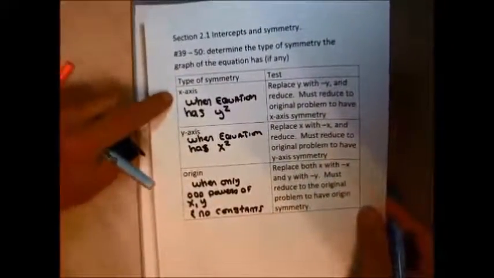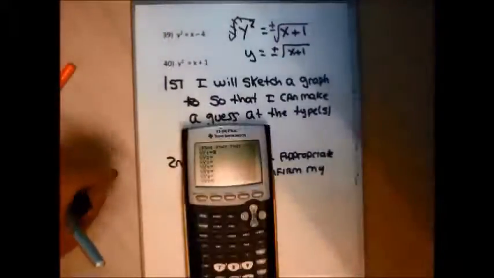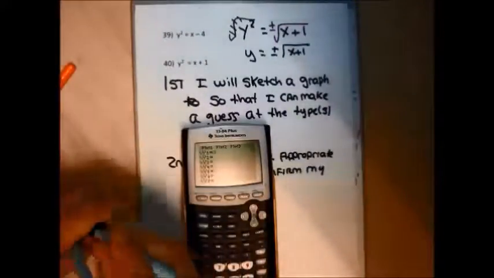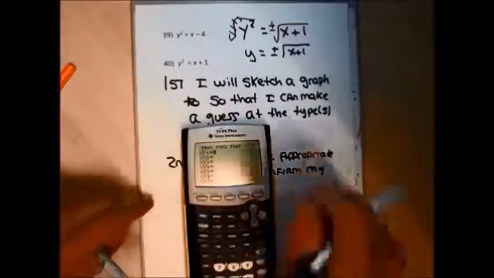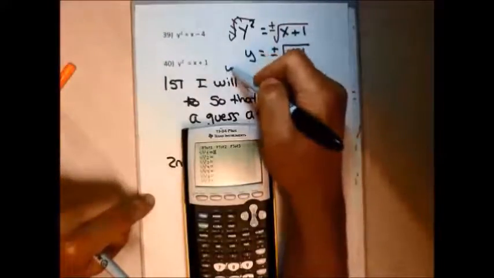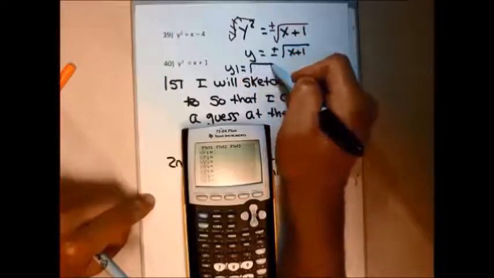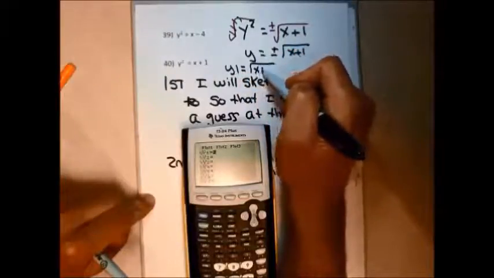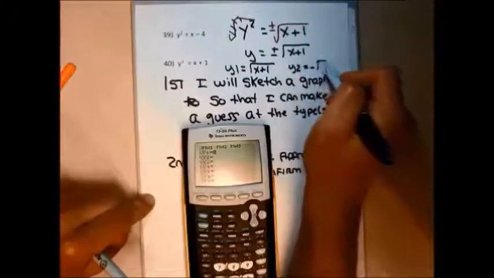By the way, this equation has a y squared. I think it's going to be symmetric to the x-axis. So when I get around to graphing this, I think I'm going to get a graph that's symmetric to the x-axis. My calculator doesn't have a plus or minus sign, so what I'm going to do is enter y1 equal to plus square root of x plus 1 and y2 equal minus square root of x plus 1.